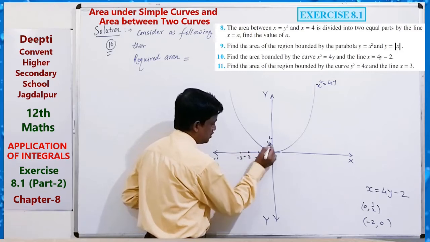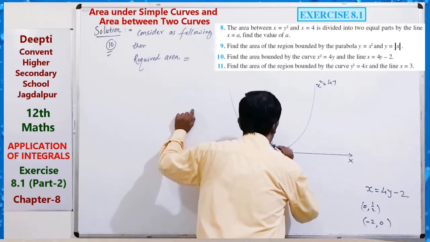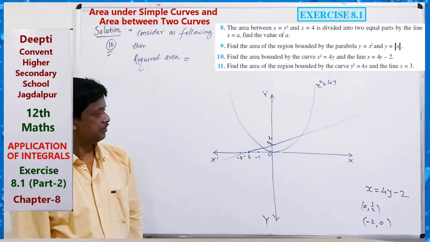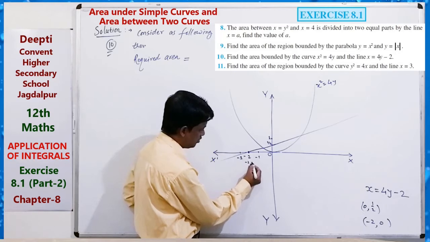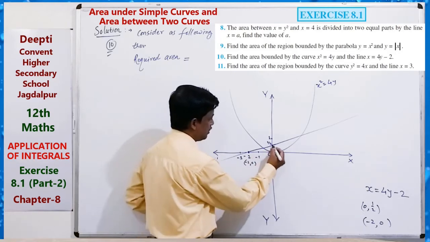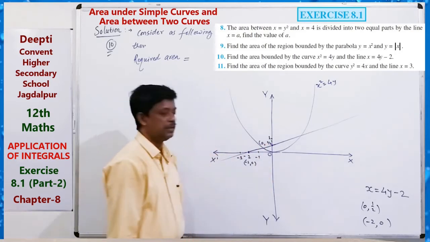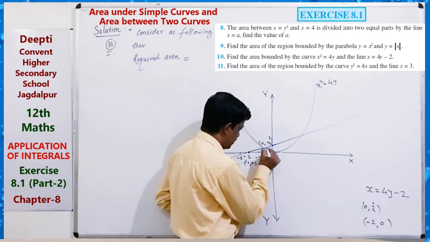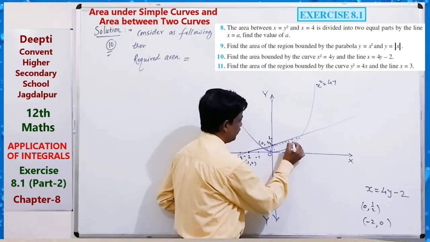This point to this point. That is just like this. This is the straight line passing through minus 2, 0 and here 0, half. Clear? So our bounded area is what? This part. This is the required area.